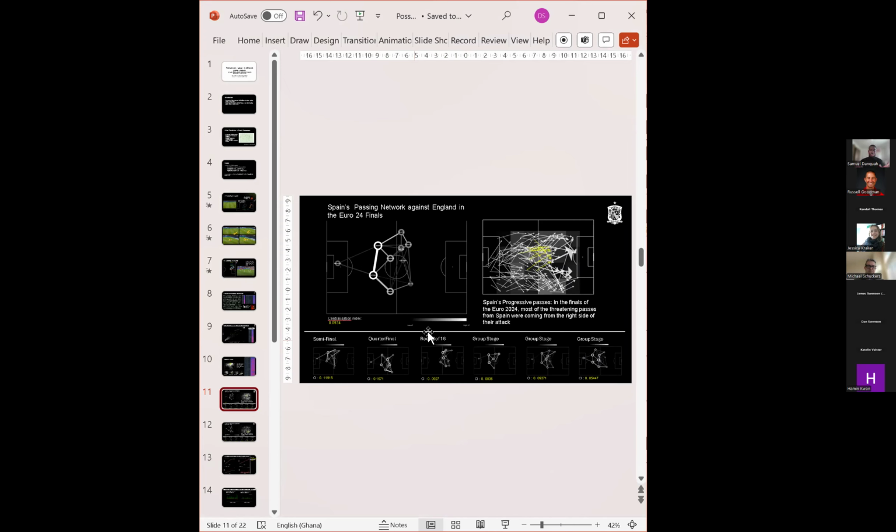And two teams actually caught my eye. So I wanted to do a pass network to understand the setup of these two teams. First, I wanted to understand the pass network of England and also Spain. So this visualization shows the pass network of Spain and their setup, their formation during the game.